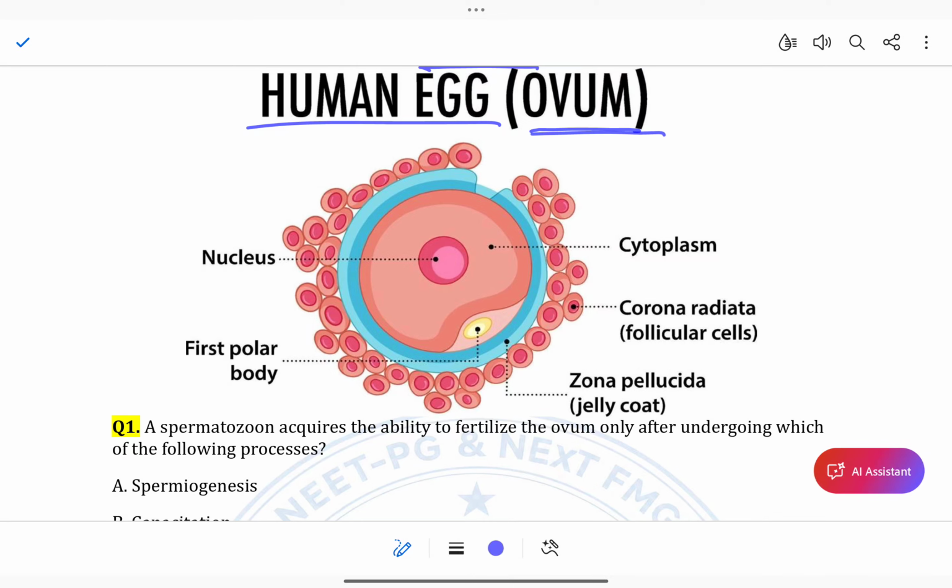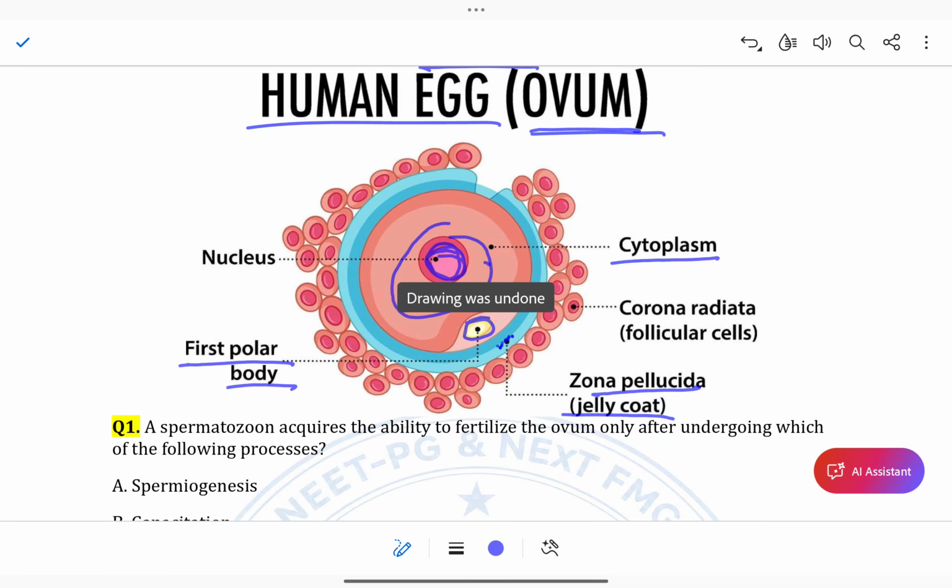This is the nucleus in the center, as you know, the nucleus is always in the center. This is called cytoplasm. This one is the first polar body. This layer here is the zona pellucida or jelly coat. Zona pellucida or jelly coat.